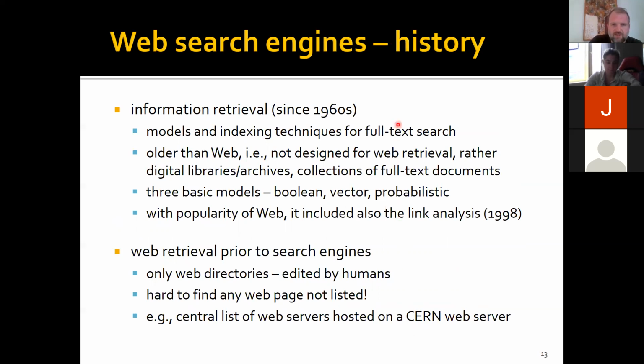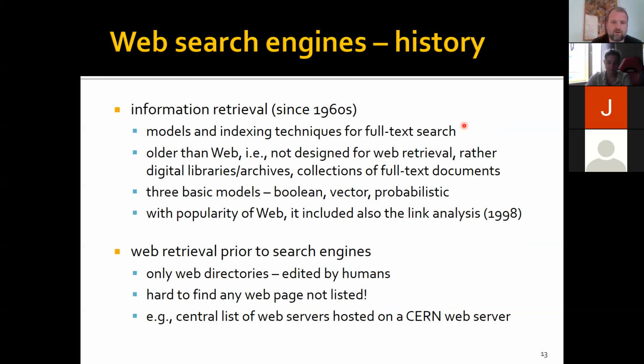Now, when we get back to the basics of web search engines, it starts with the domain of information retrieval. In information retrieval, which started in the 60s, there was an effort to model and index the full text for search. So it's a completely different situation than relational databases. In relational databases, we have already processed data that can be directly searched, because we have nicely shaped tables with rows and attributes and everything, and we can directly use this for searching.